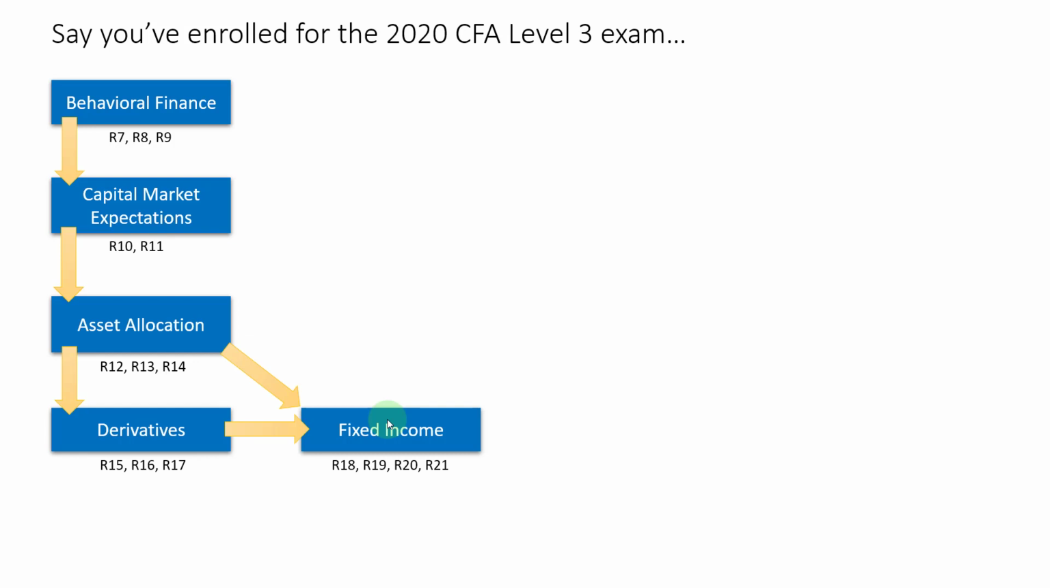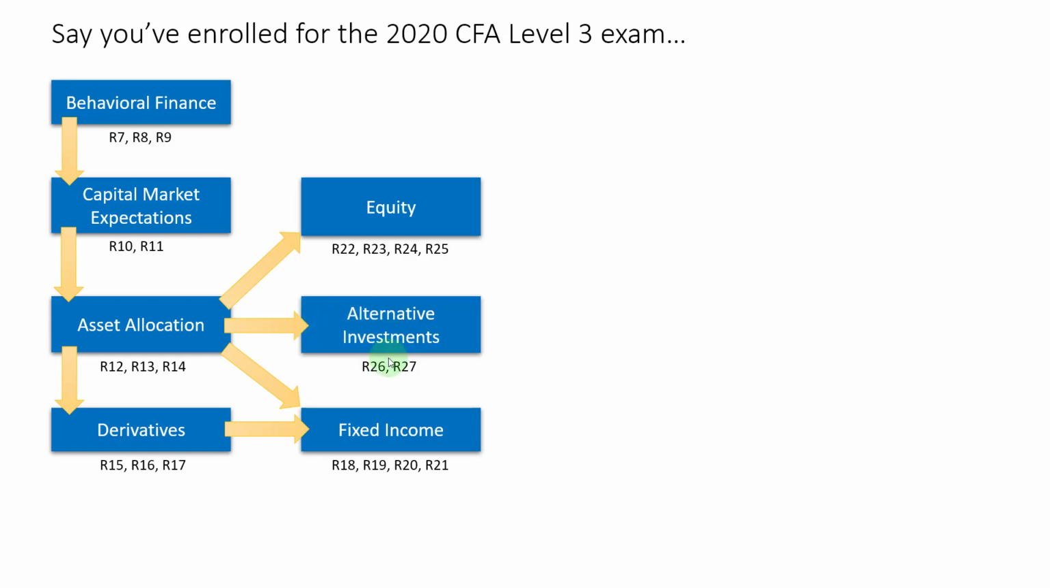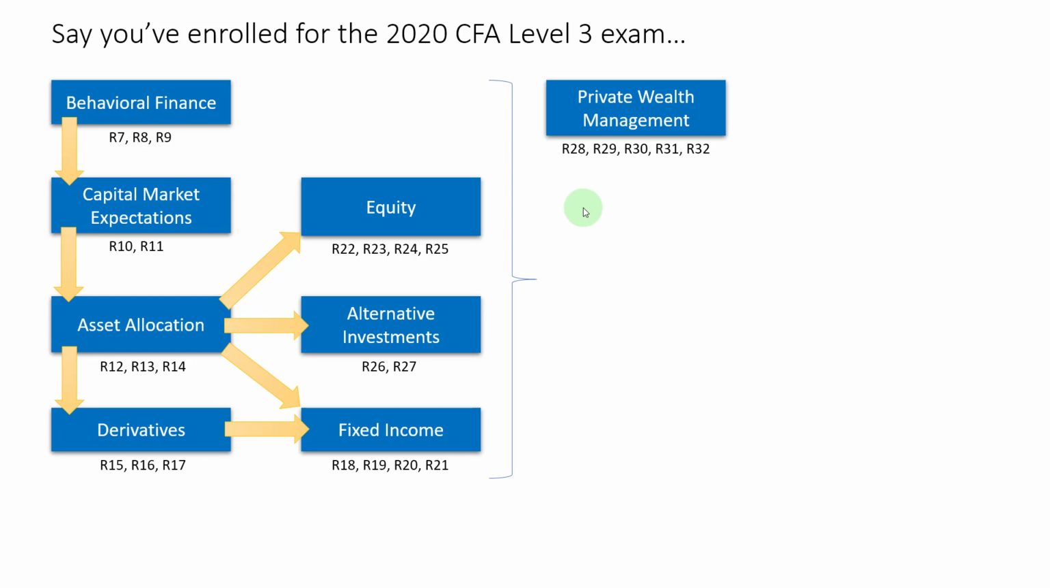It is good to have gone through derivatives, but if you want to go straight to fixed income, there's nothing stopping you there. Besides that, after asset allocation, you can go through equity, or you can even go through alternative investments, which is a new study session for 2020. Once you're done with these readings, you can then proceed to private wealth management. There'll be 5 readings here. After this you can proceed on to the case study, which is in reading 38.